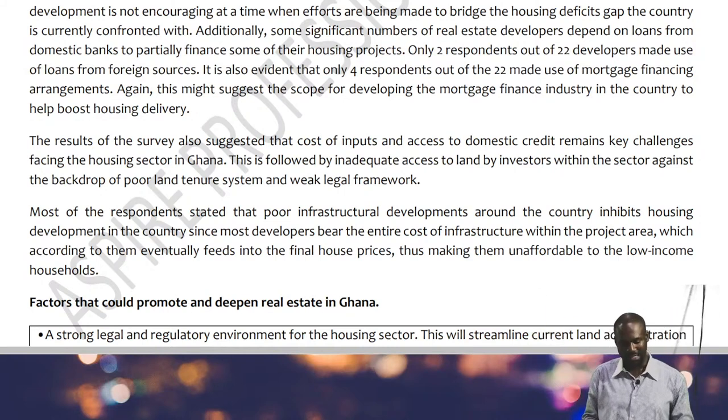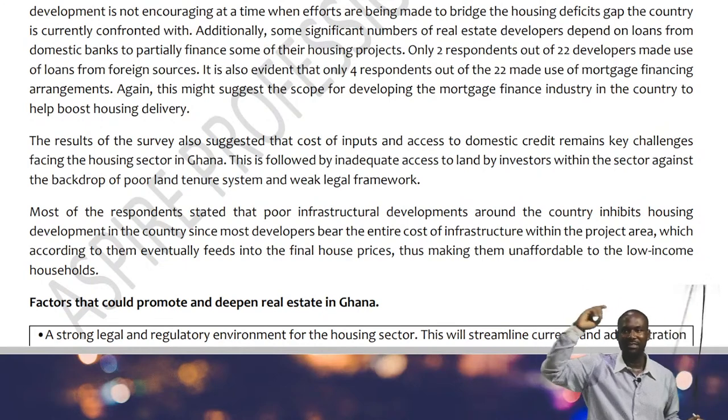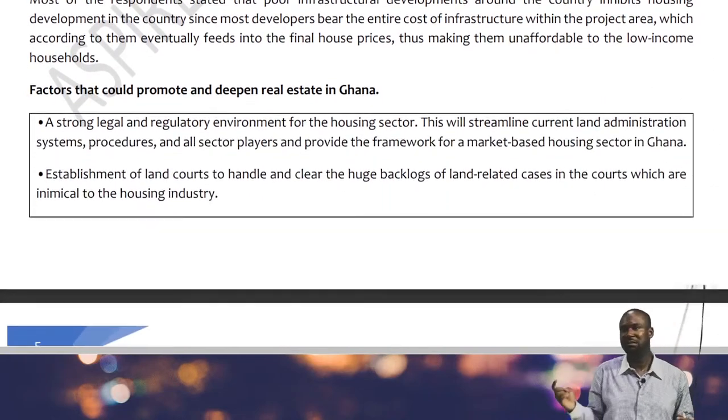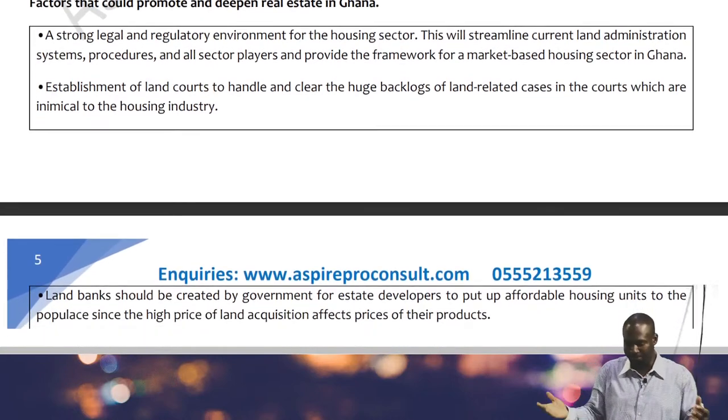The next one, land banks should be created by government for real estate. So government could take an area and say, this area, we are buying it. And when they buy it, is that clear? They lease it to the real estate developers so that they can develop it at a cheaper rate.